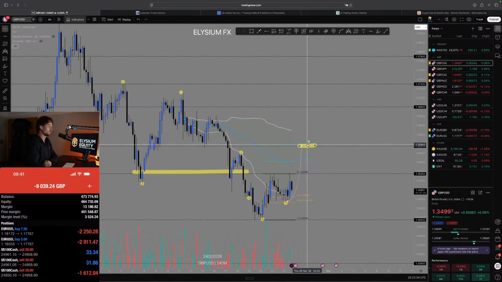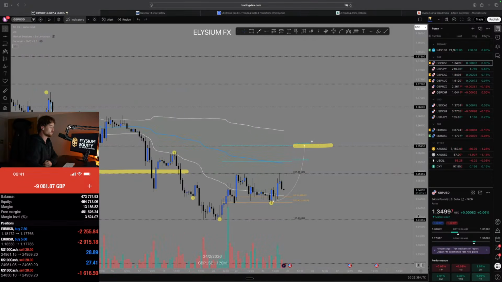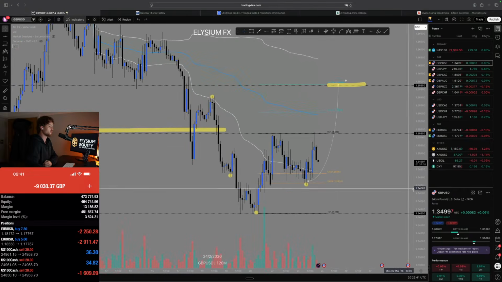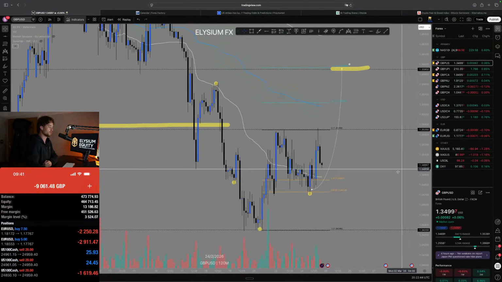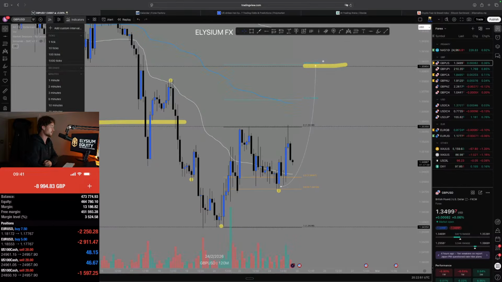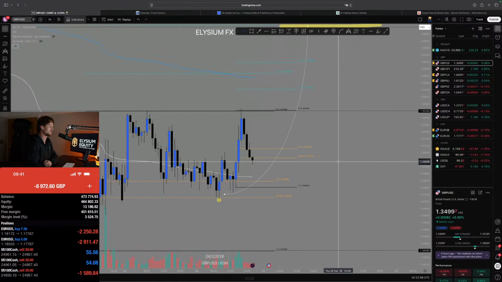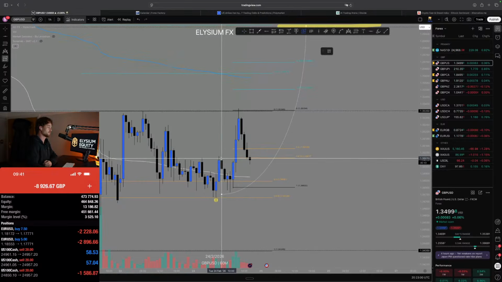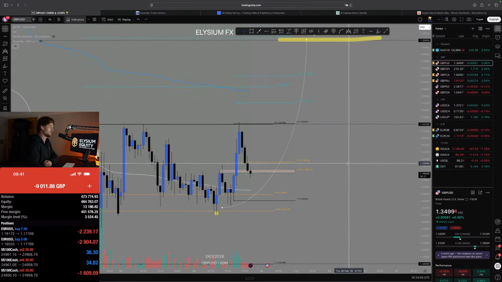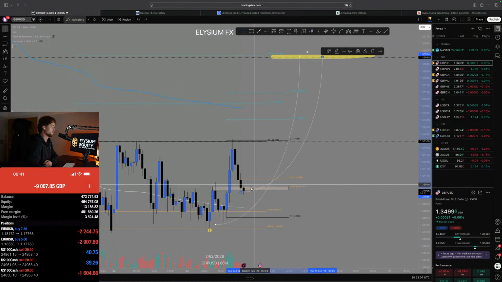To recap the analysis that was sent today, this was provided to the VIP service on the Discord and the mentorship. The inverse head and shoulders from GBP USD has begun to push away here and is actually offering a nice opportunity for a safer re-entry here. This is now on the hourly chart, which speaks to the accuracy of the entry.